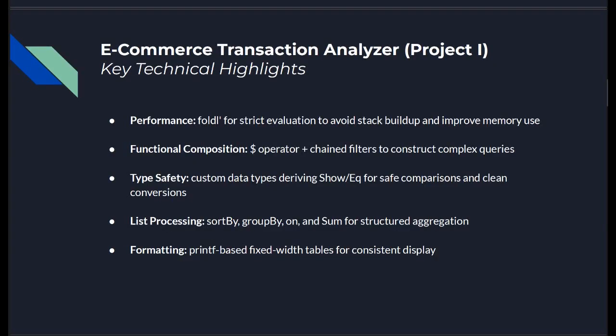With slide 4, continuing on, we had some key technical highlights for our project, our transaction analyzer in Haskell. One of the main strengths of our implementation was we used pipelines to process our data. Instead of nesting a bunch of functions inside of each other, we apply them step by step. First we filter, then we sort, then we group. It makes the program read like a clear sequence of actions, which is easier to follow.